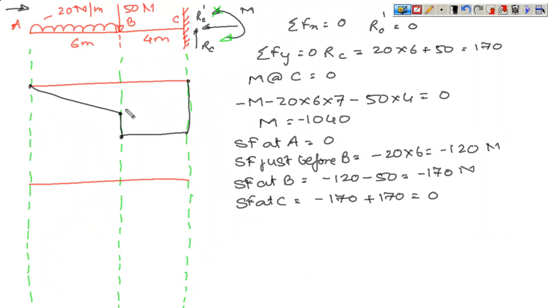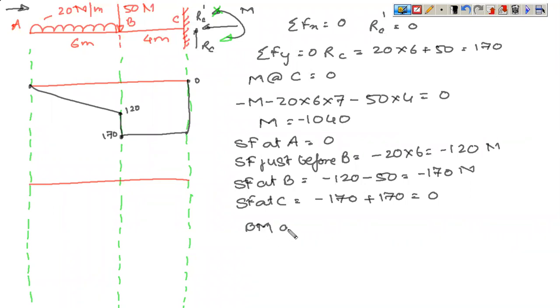So this is 120. You need not write negative and positive because it is understood that all values below the reference line will be negative only. Okay. So now let us draw the bending moment diagram.